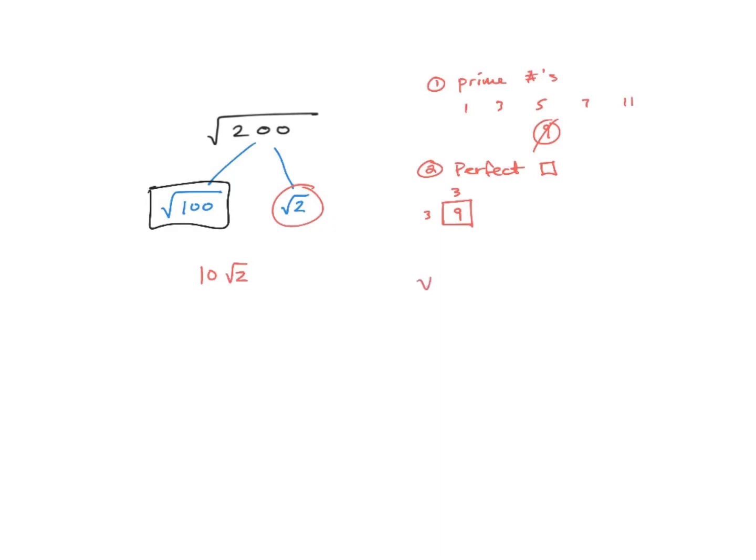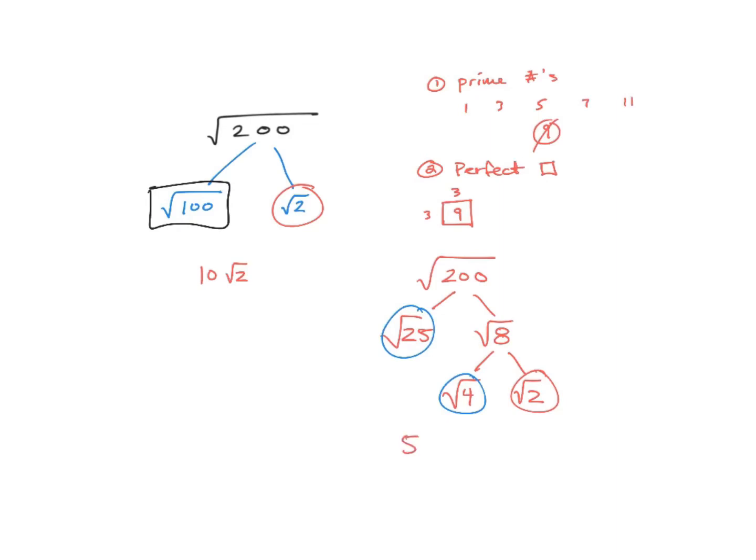Now, I want to look at it again and just say, okay, what if I did 25 and 8? 8 is not a perfect square or prime, so I'll continue, and then you'll see I'll end up with 2 perfect squares, and I'll end up with a prime here. And I have 5 times the 2 times the square root of 2, and I end up with 10 square root of 2.